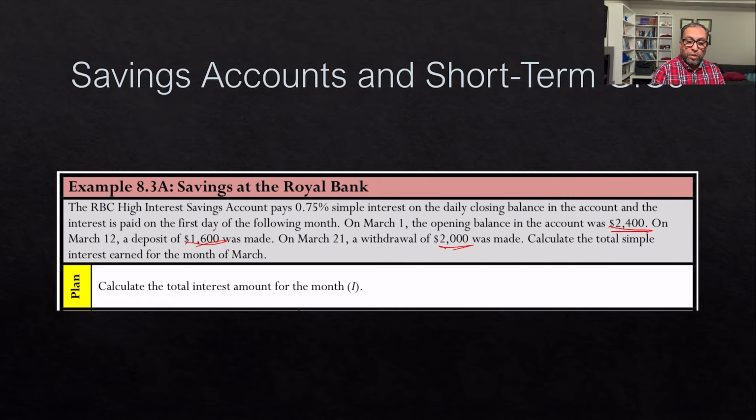So let's start. We can see that from March 1st to the first deposit on the 12th, how many days are these? These are 11 days, right? These are 11 days because we have to subtract. The 12th is not counted. On the 12th the balance is more, so we get 11 days. Now for 11 days we have a balance of 2,400.